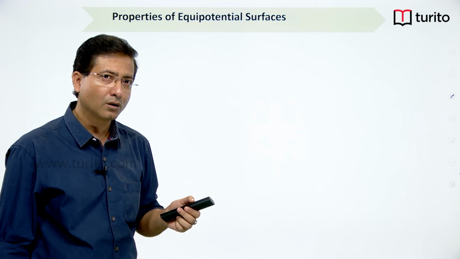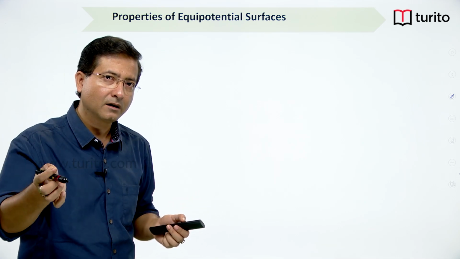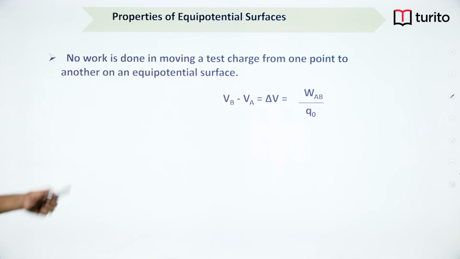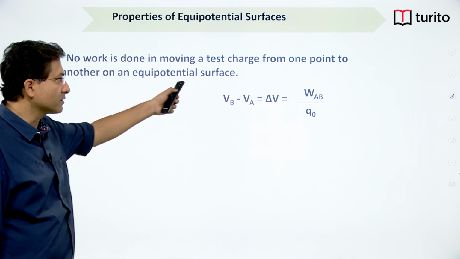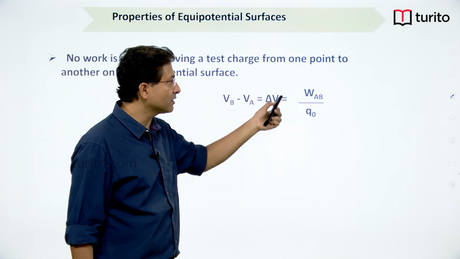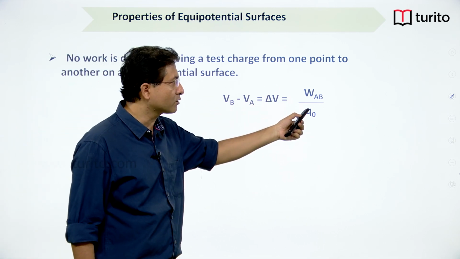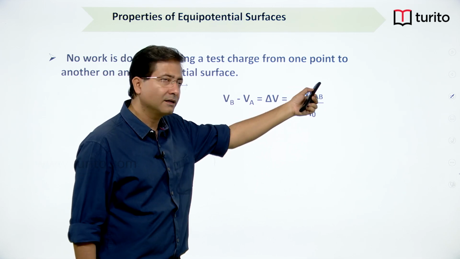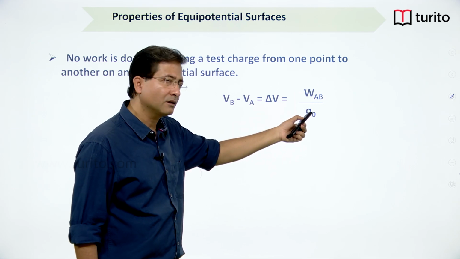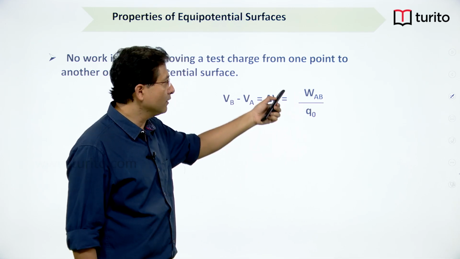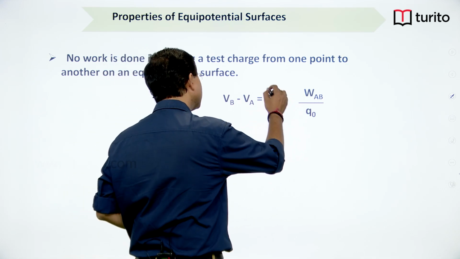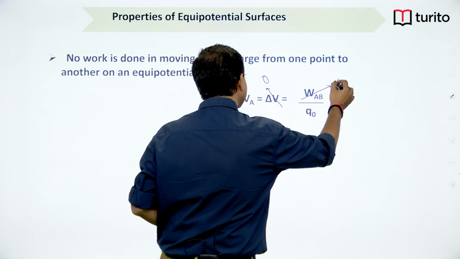So, to move a charged particle on an equipotential surface, you need not do work. So, first point, no work is done in moving a test charge from one point to another on an equipotential surface, because the basic definition of potential difference between 2 points when a test charge q naught is moved is the work done by an external agent to slowly move the test charge from point A to B. So, if there is no change in potential, the work done by the external agent will be 0. If this quantity is 0, then this quantity will be 0, right.